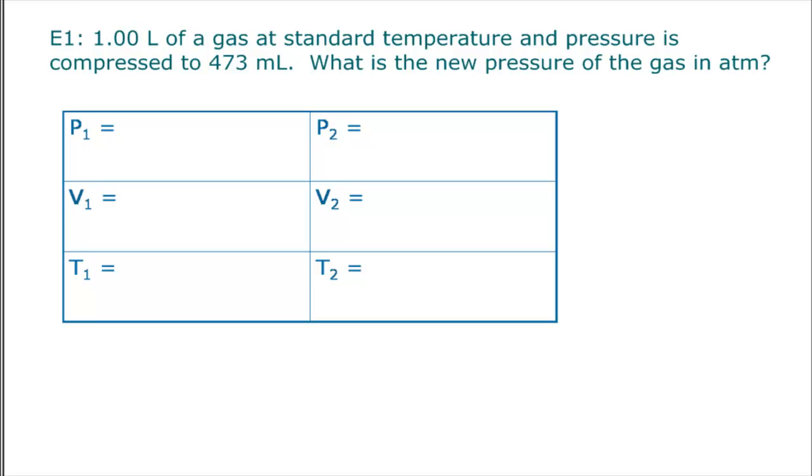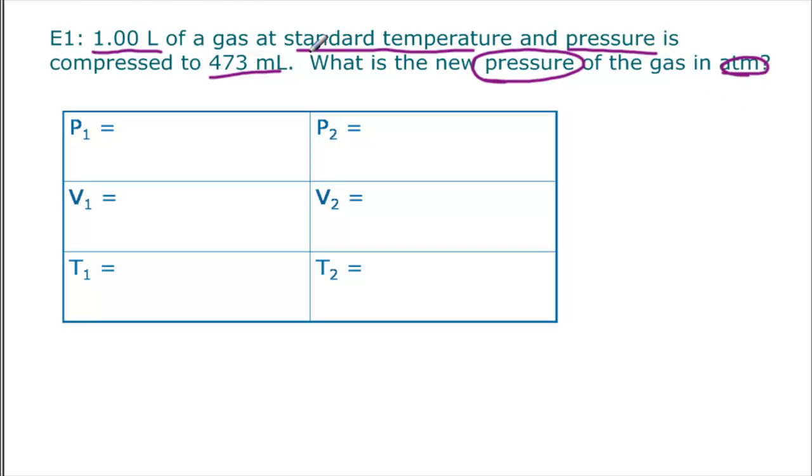So here's our first example. If 1 liter of a gas at standard temperature and pressure is compressed to 473 milliliters, what is the new pressure of the gas in ATM?